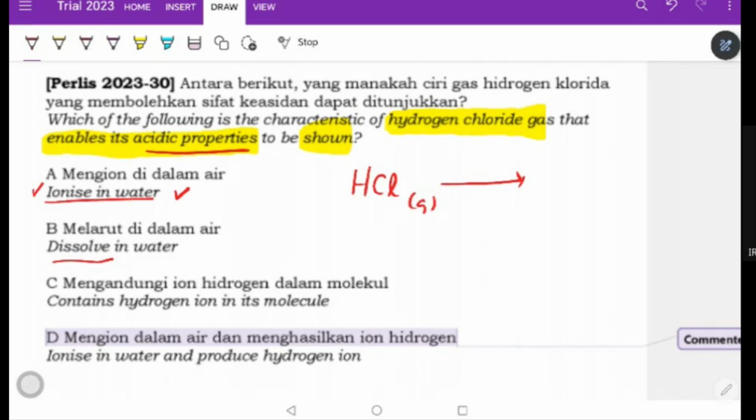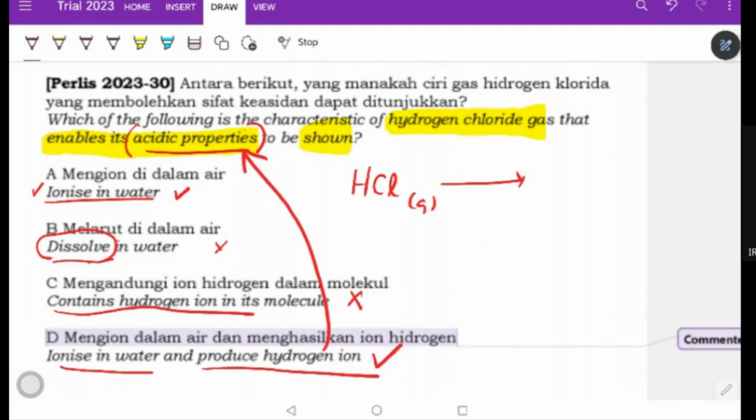Contains hydrogen ions in its molecule. Okay. No, if like this, it also cannot show the acidic properties. So this one is confirmed out. This one is not very suitable. Okay, ionized in water, same as A, and produces a hydrogen ion. So this one is better. Okay. Remember, if you want to show the acidic properties, it must have the hydrogen ions. Okay, next class.